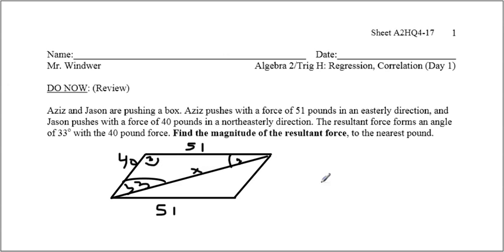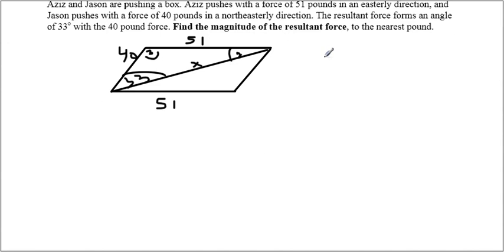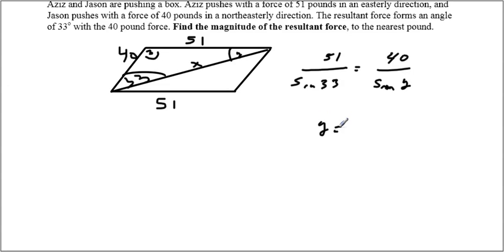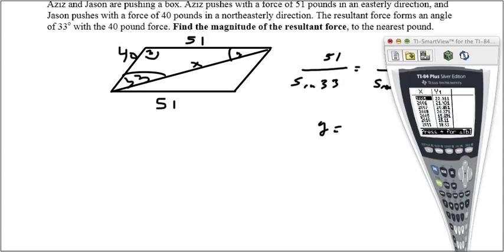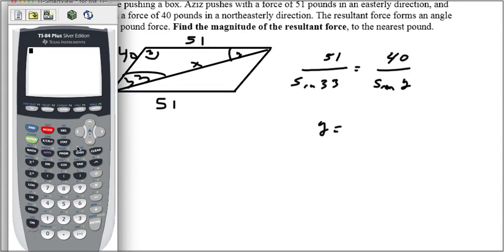So what we have is 51 over sine 33 equals 40 over sine of y. So we get y, because that's all we need for that. And we're going to go to our calculator. So we have 40 sine 33 divided by 51.